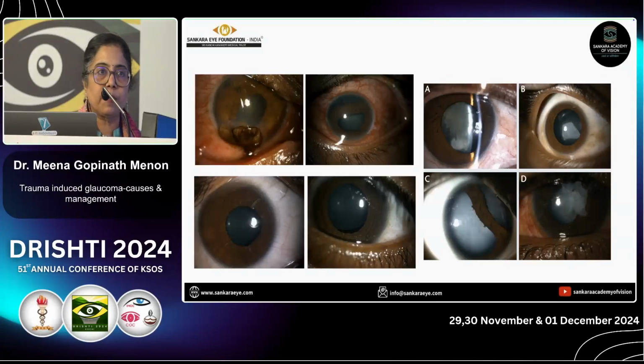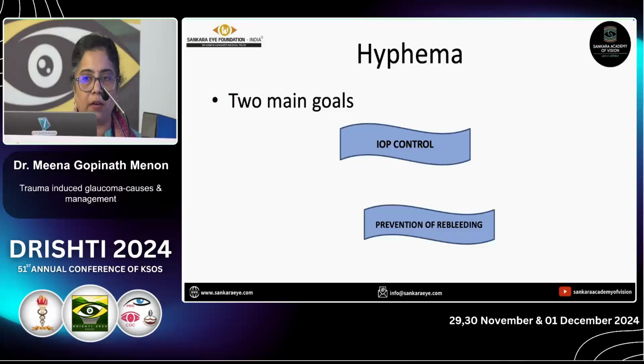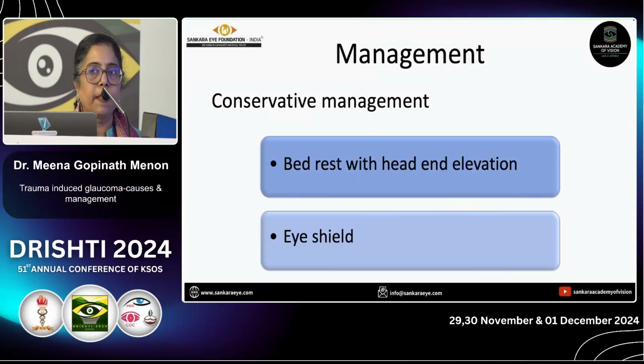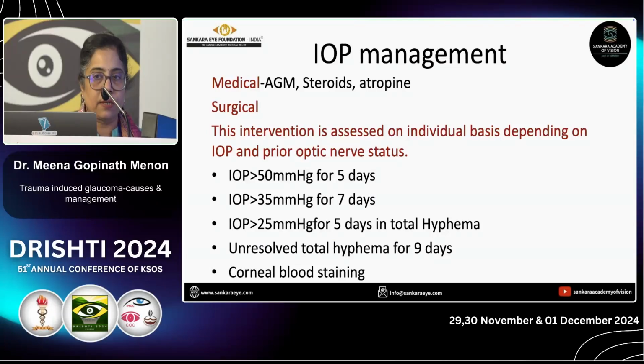These are the various presentations which we have seen in our clinic actually, different types of trauma, which include penetrating as well as blunt. What are the two main goals when we treat hyphema? One is IOP control, and we have to prevent the chances of rebleeding. Of course, we have to instruct the patient to have bed rest with head end elevation and use of an eye shield. Medical management includes all types of anti-glaucoma medications, avoiding prostaglandin analogs as well as pilocarpine.